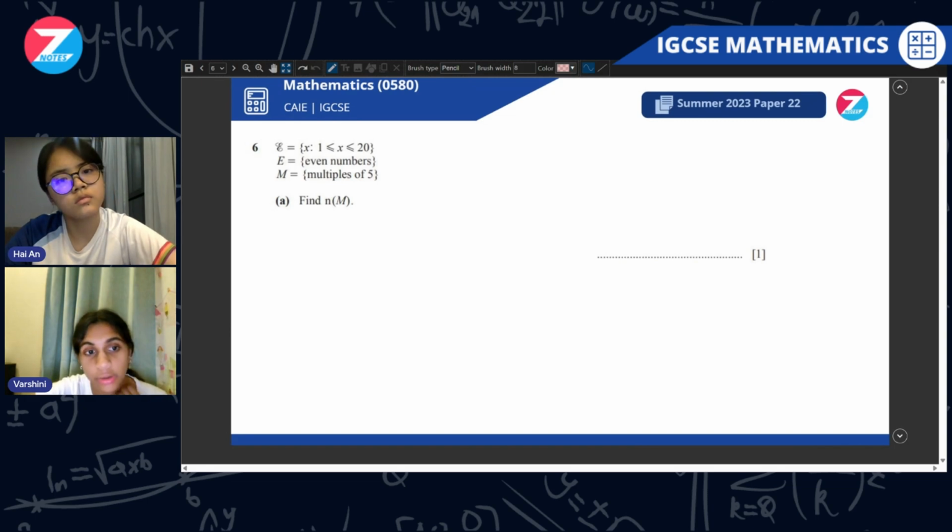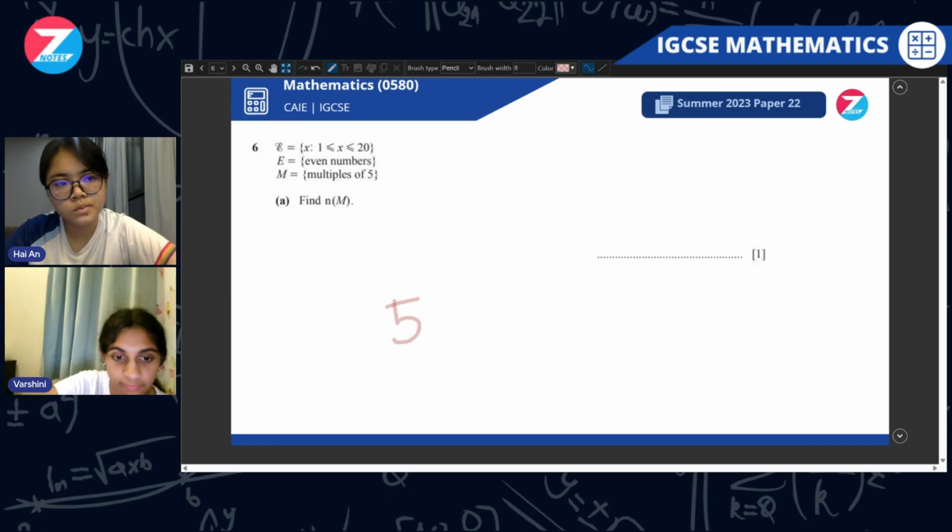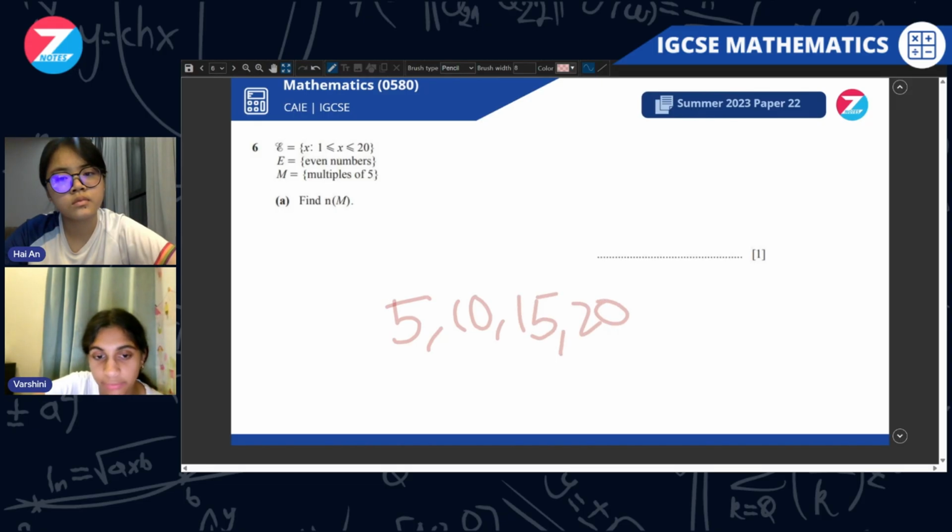Since M is multiples of 5, it's going to be all the multiples of 5 that are from 1 to 20. So we'll start with 5. It's going to be 5, 10, 15, 20. And over here, if we count these, that's 1, 2, 3, 4 elements. So the number of elements in M is going to be 4.